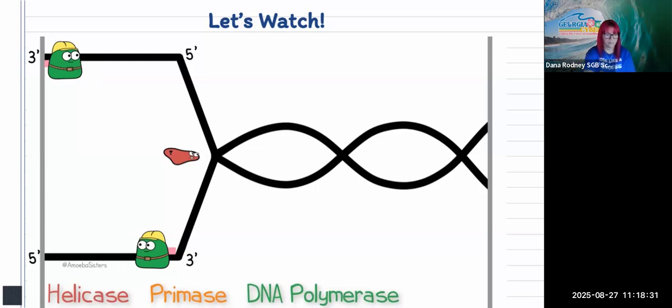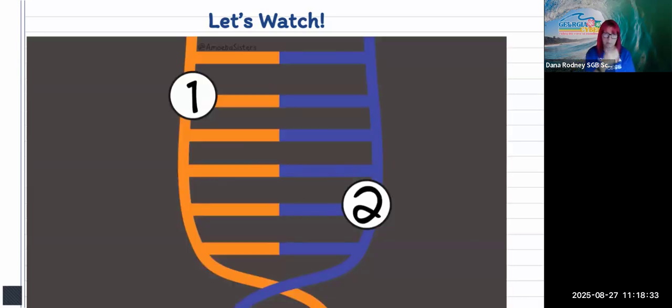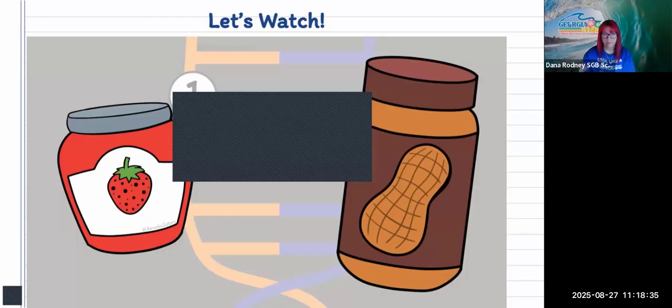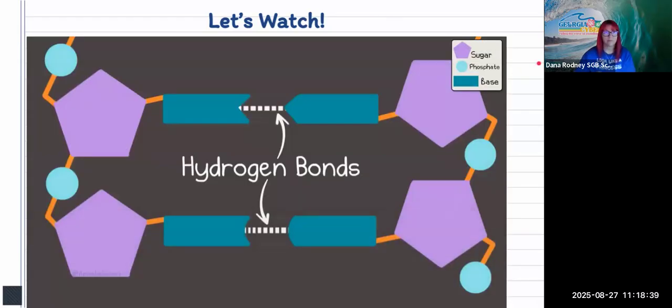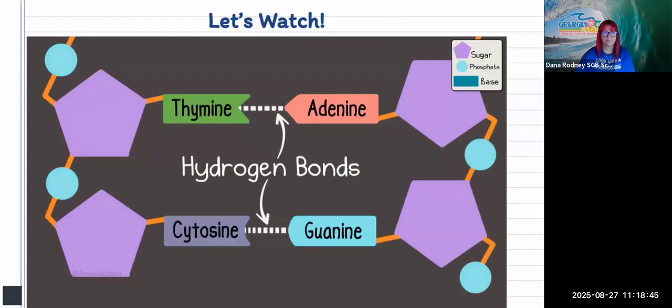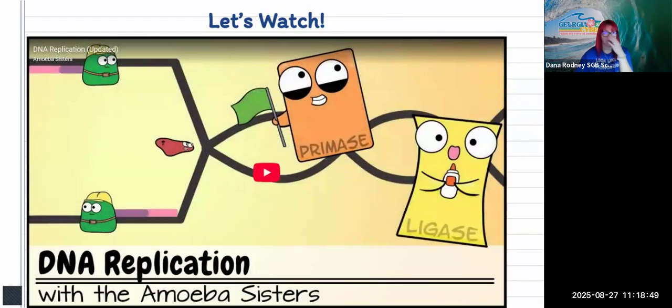Okay, before we go on, remember how we said DNA has two strands? They're not identical, they complement each other. In our video that covers DNA structure, we talk about how the bases pair together with hydrogen bonds. The base adenine goes with the base thymine, and the base guanine goes with the base cytosine.